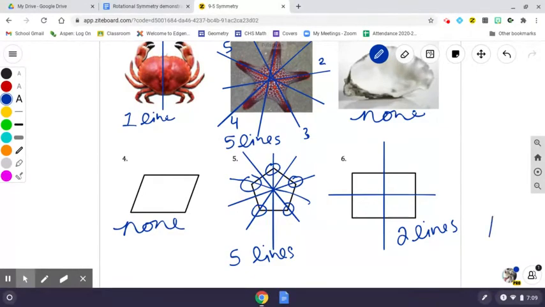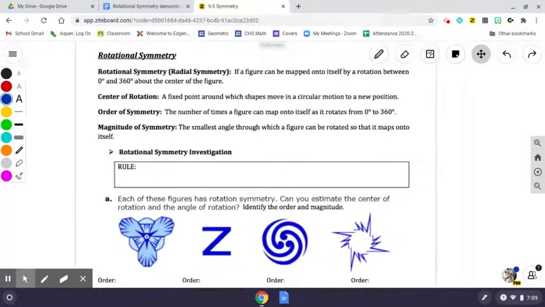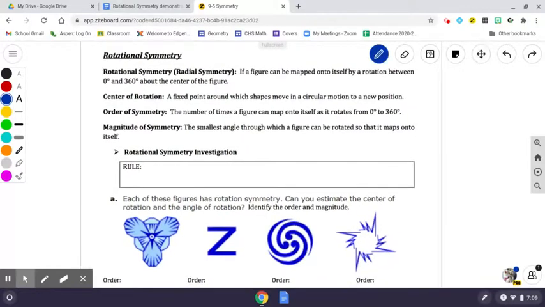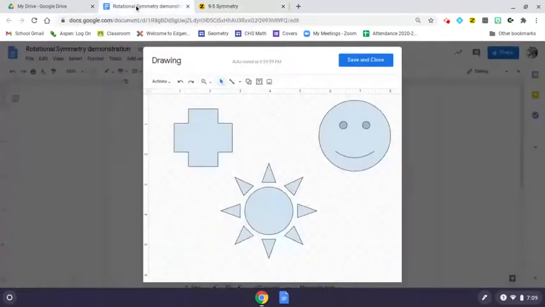The next one that we're going to talk about is called rotational symmetry. A figure has rotational symmetry if it can be mapped onto itself by a rotation between 0 and 360 degrees about the center of the figure. So I'm going to first show you visually what that looks like. I have over here these 3 figures, and we'll pick this one first.